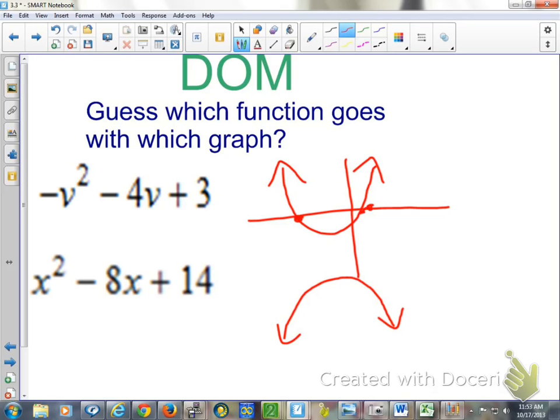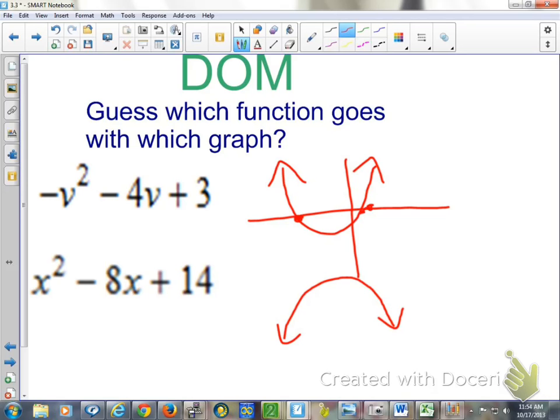Now, just looking at these 2 things, which of these 2 functions do you think represents the upwards curve? The one with the x squared. Yeah, why do you think that? Because it's positive x squared. That's right. It's that simple. If your x squared is positive, it's going to go upward. If your x squared is negative, it's going to go downward.